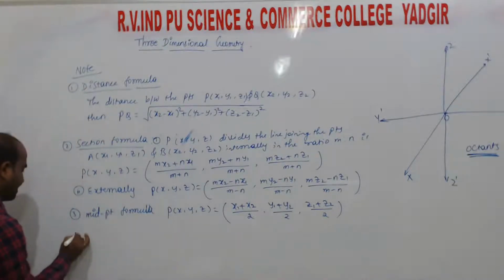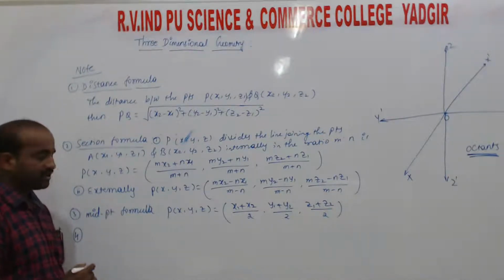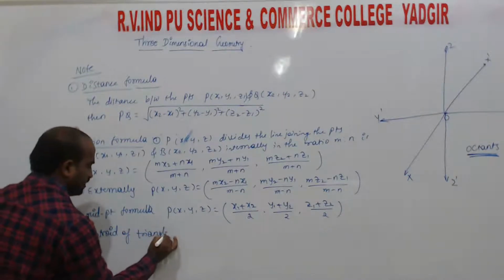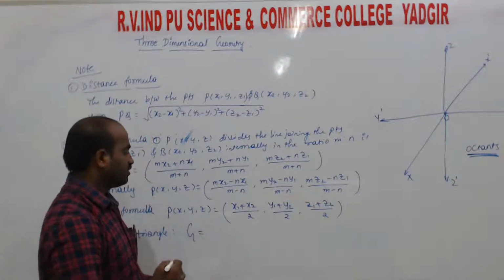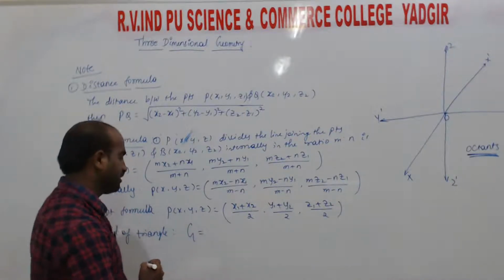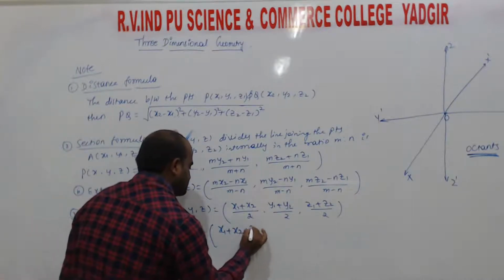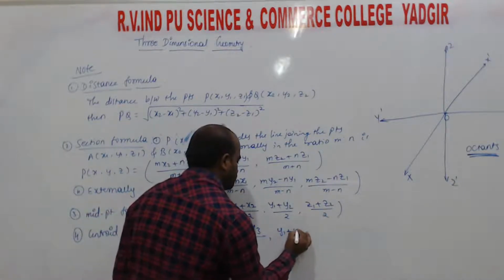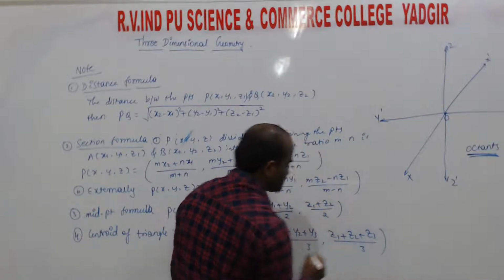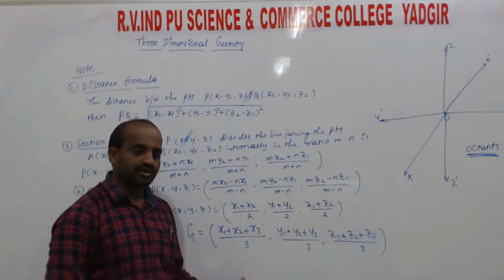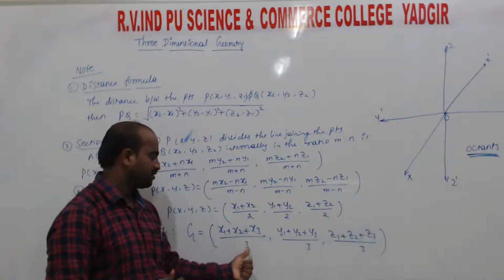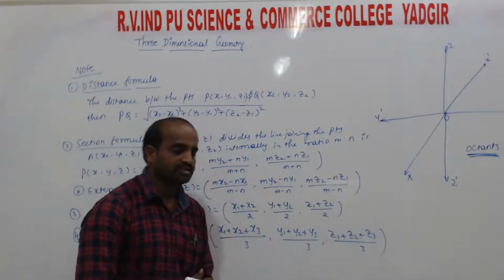P is the midpoint. Lastly, G is the centroid of the triangle with vertices A (x1, y1, z1), B (x2, y2, z2), and C (x3, y3, z3). The centroid is given by G equals (x1 plus x2 plus x3) divided by 3, (y1 plus y2 plus y3) divided by 3, (z1 plus z2 plus z3) divided by 3.